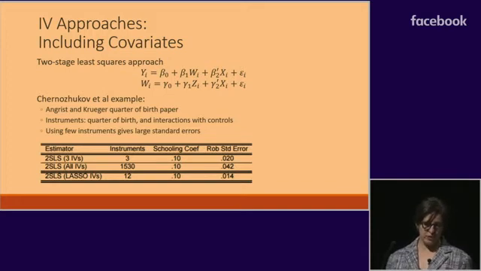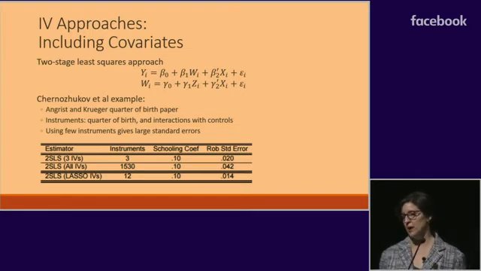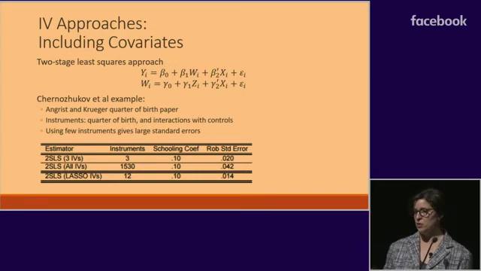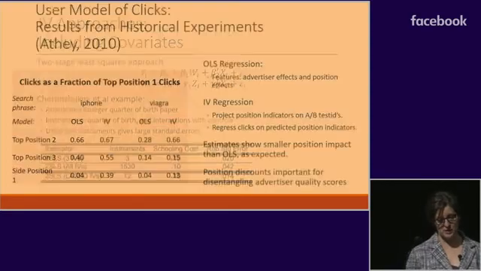Viktor and his co-authors looked at this in a paper that looked at the effect of years of schooling on labor market outcomes. The instruments were the quarter you were born, but also the interactions of those with lots of pre-treatment variables, lots of characteristics of people. And they got much more precise estimates.